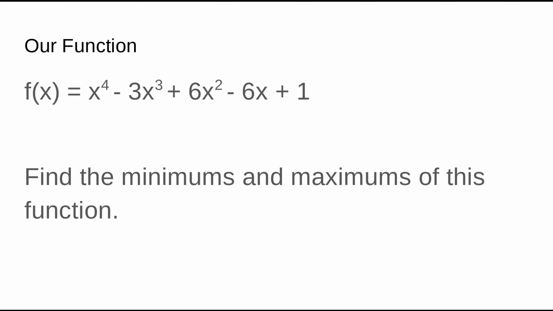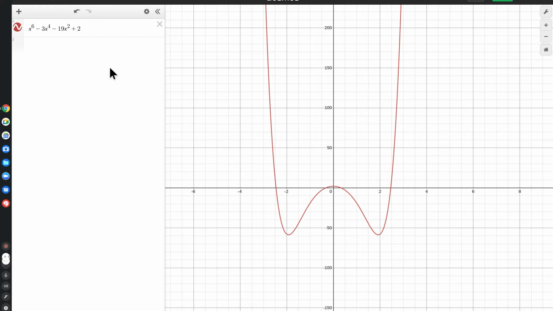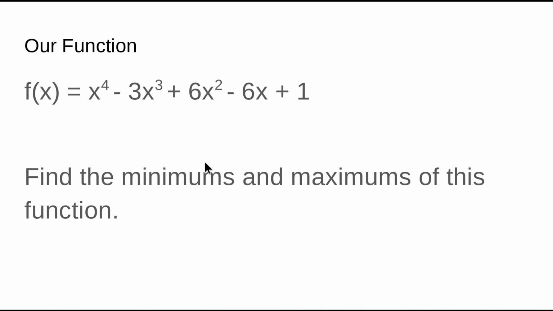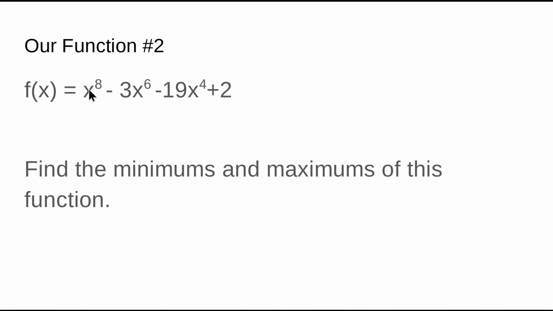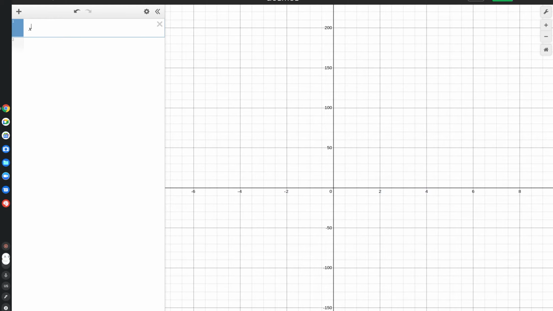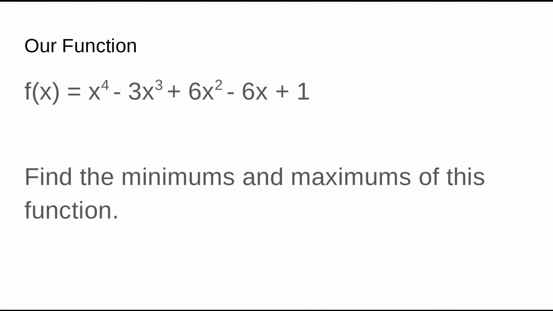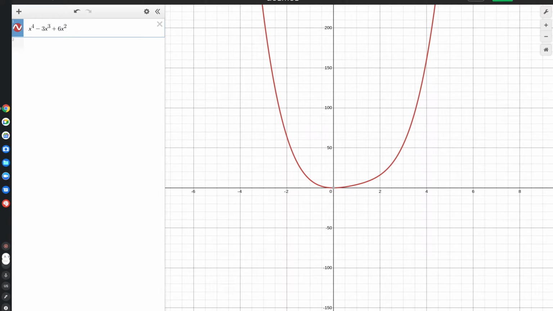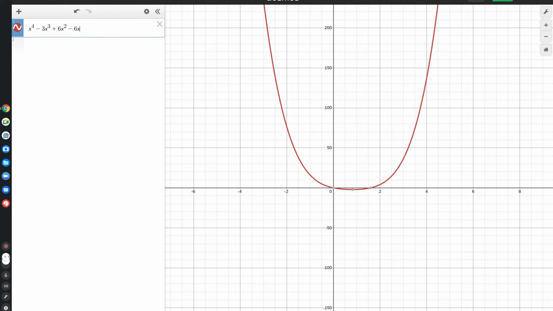So, here's our first function: x to the power 4 minus 3x cubed plus 6x squared minus 6x plus 1. You want to find the minimums and maximums of this function. For this first one, we're going to start off with a graph. So for minimums and maximums, we want x to the power of 4, and you can do this with me, minus 3x cubed plus 6x squared, and it's a minus 6x. A good thing I checked. Plus 1.